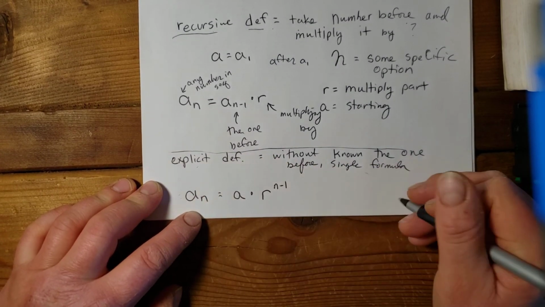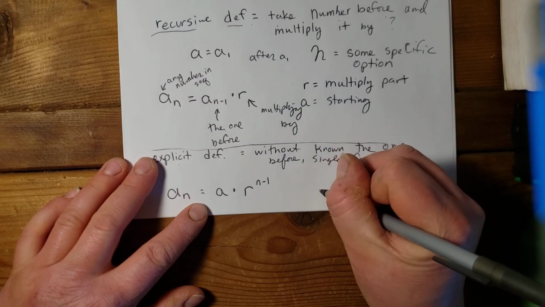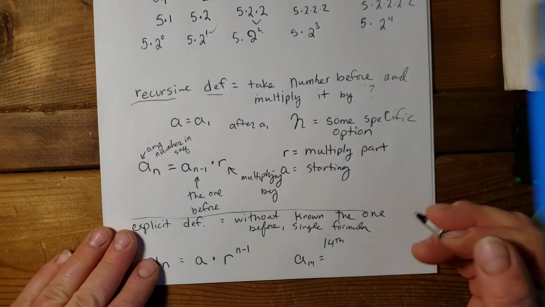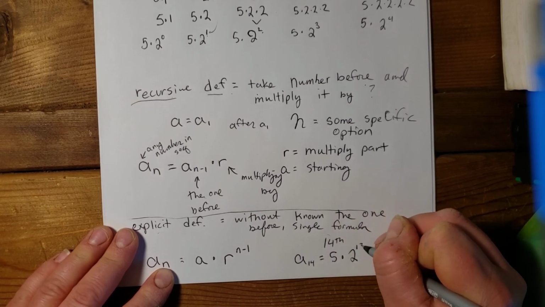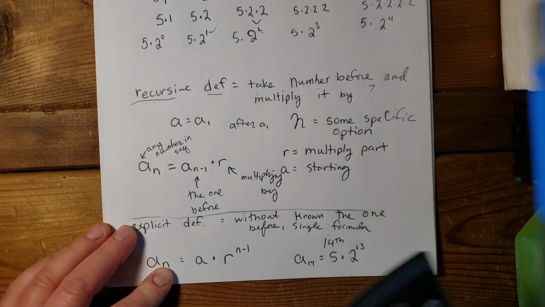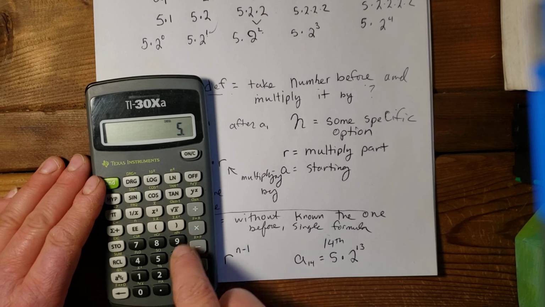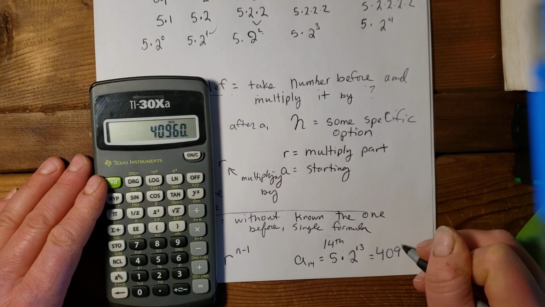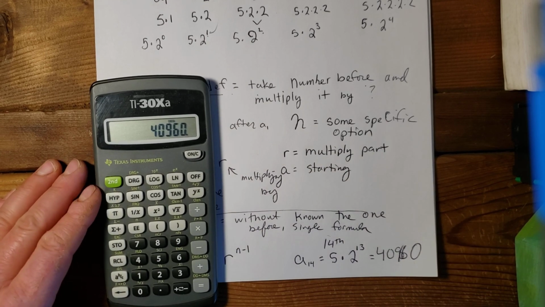So if we want the 45th, that's going to be a huge number. So let's do the 14th. So if we want the 14th in the sequence, right? So we want A sub 14. In our number sequence, that's going to be 5 times 2 to the 1 less than 14, to the 13th. P.S. That's going to be a huge number, but we'll do it, all right? So 5 times 2 to the 13th is equal to 40,960.